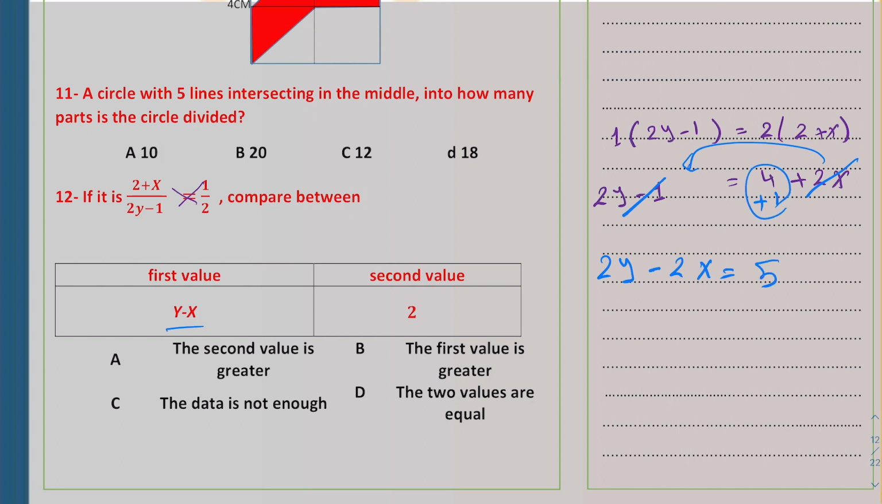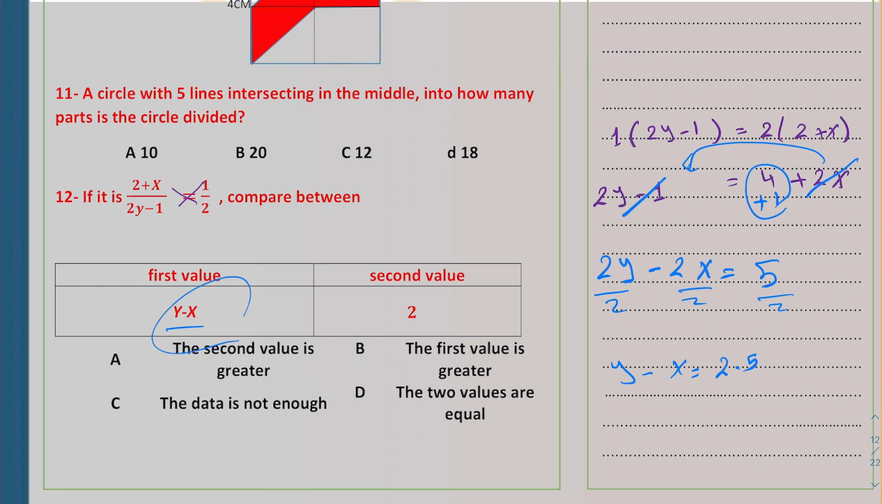Teacher, it is not the same. I need y minus x, not 2y minus 2x. Okay, you can divide by 2. I can divide here by 2, divide here by 2, and here by 2. So y minus x will be 5 divided by 2, or 2.5. The first value is more.